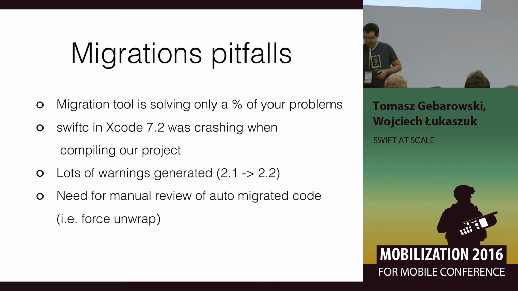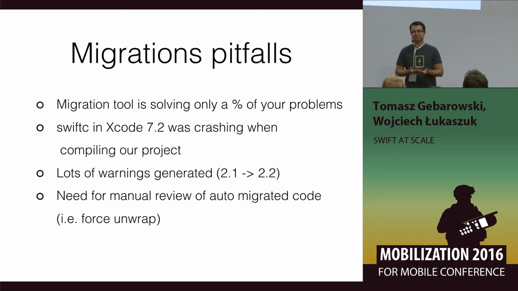So what were the problems with the migration? First of all, the biggest problem is that it didn't solve all the issues we had. It only solved a percentage of problems. Then, for example, Xcode 7.2 had a crash that we had to work around. I will mention that later. For example, when we were migrating between Swift 2.1 and Swift 2.2, it generated lots of warnings. And those warnings can quite easily get out of control.